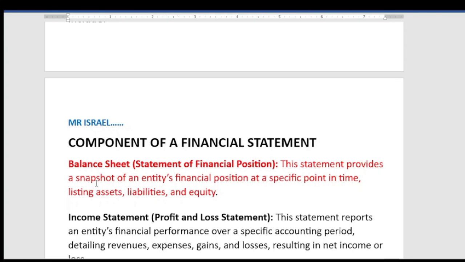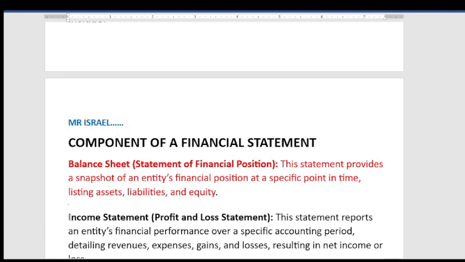Now, I told you that they are under something. Now, these assets, liabilities, and equity are under what? Statement of financial position, which makes statement of financial position a component of financial statements, and assets, liabilities, and equity elements of financial statements. I hope you are getting this. Yes, I want this to sink in.